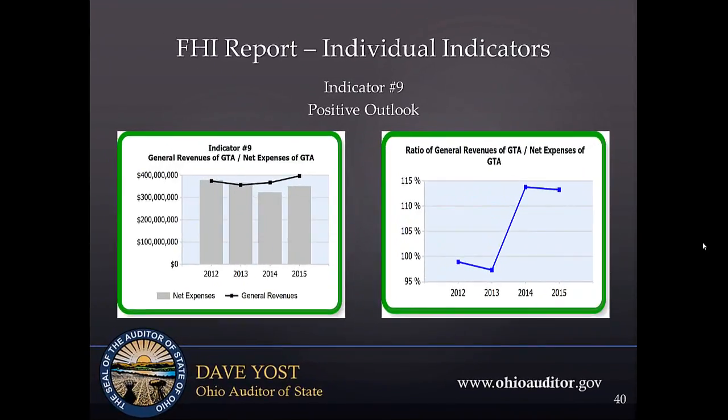The positive outlook charts for indicator 9 look like this. In the first chart, the net expenses are reflected in the gray bars, and the general revenues are reflected in the black line and squares. You can see in this case that revenues exceeded expenses. You can also see in the second chart in the percentage that currently it's above 100%, and therefore it's a positive outlook.